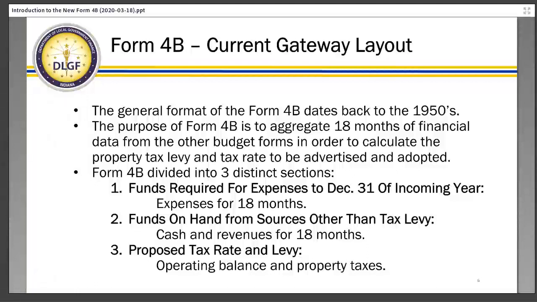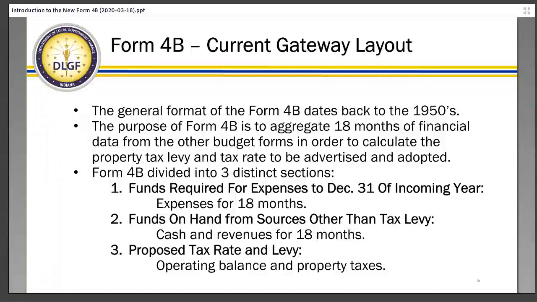Now, the current format that we are using for this calculation dates back to the 1950s. Now, we know that the property tax cycle has changed a lot since then, but the general format of a siloed approach and examining the revenue and the expenditures to calculate what the tax rate is going to be has been a consistent form in the state of Indiana for the last 70 years.